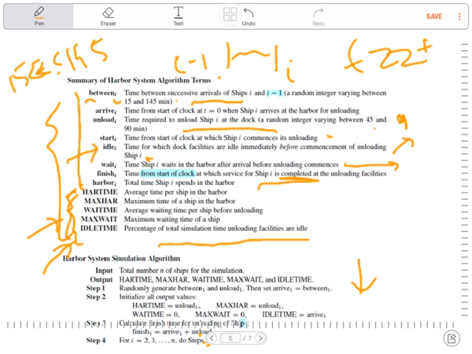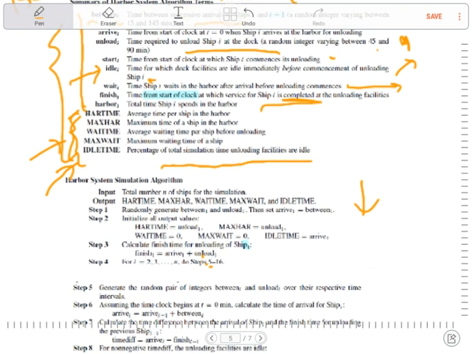So the harbor system goes like this. Input, what will be the input? Total number of ships. So I consider n, small n, as the number of ships. So n ships are arriving in a single harbor. Output: harbor time, max harbor, wait time, max wait, and idle time. So as we said, if you want to optimize all the business purposes, we have to take care of all these factors. So those factors are the output of the algorithm.